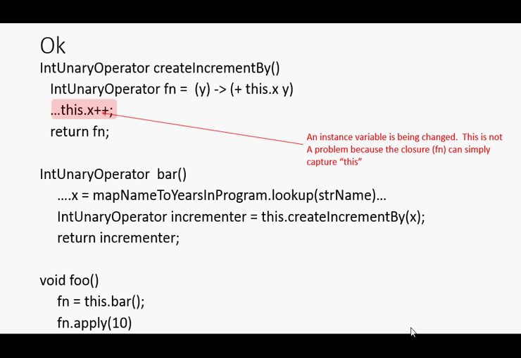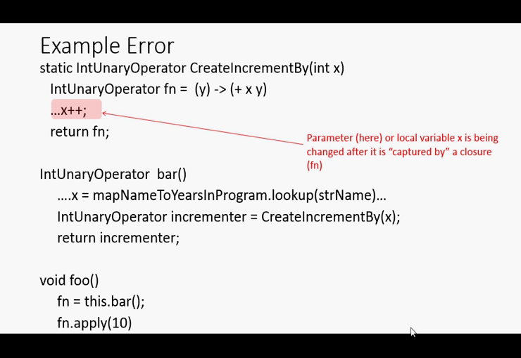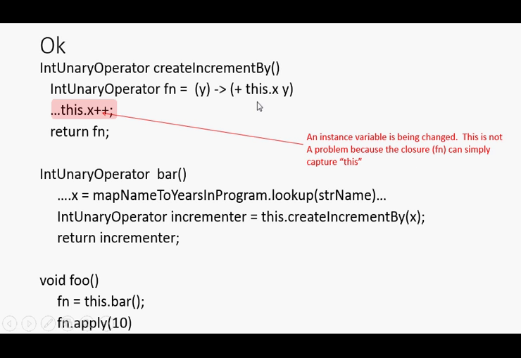This is in fact an instance method. And you'll notice that I say this.x here, and then I can say this.x plus plus. And it turns out that's not a problem. It was a problem to say what you see here before. This is not a problem.